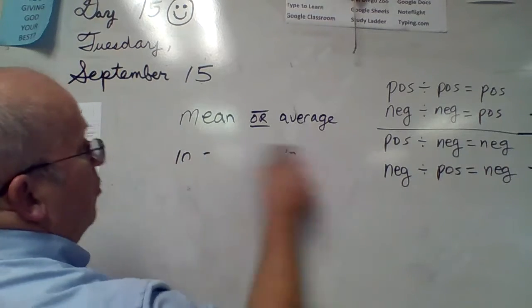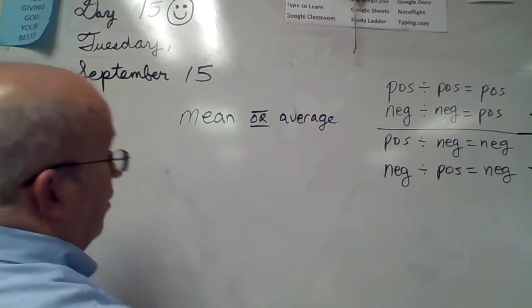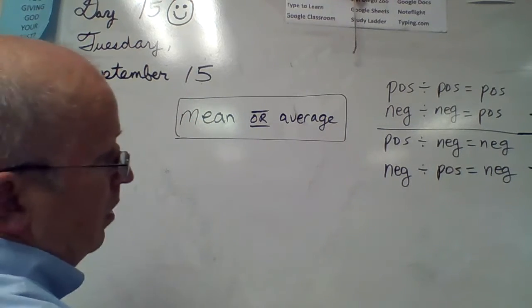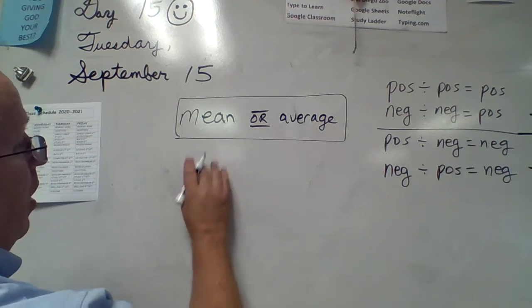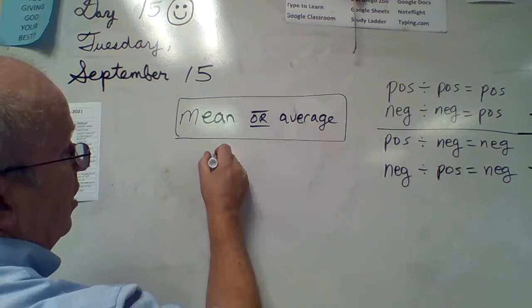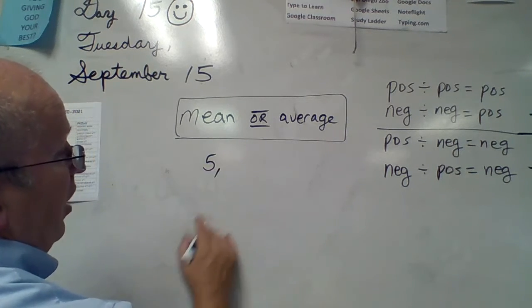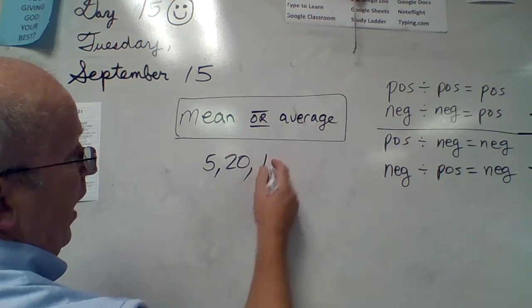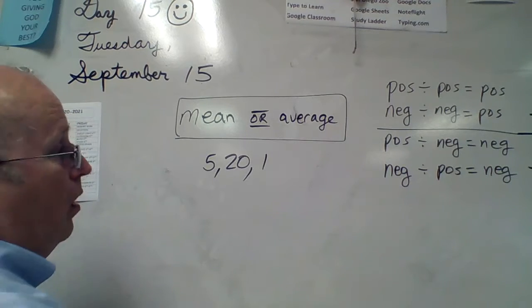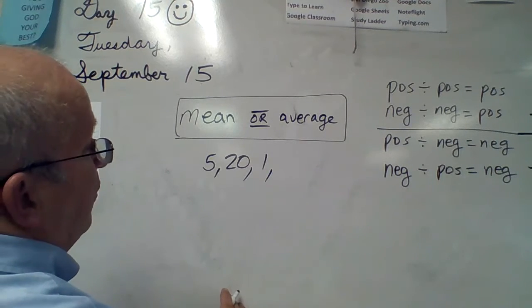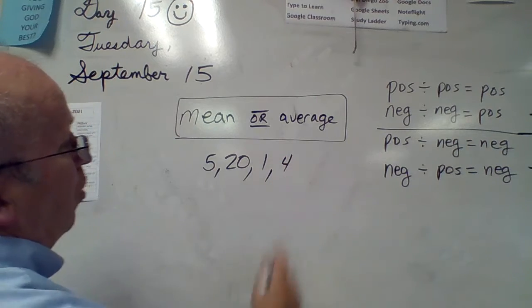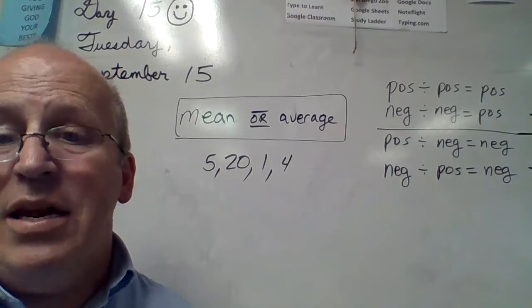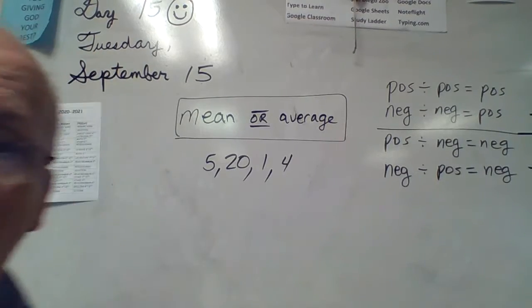Let's try it with a different situation. How do we find the mean or the average for this set of data? Parker went fishing. The first time he went fishing, he caught 5 fish. The second time, he caught 20 fish. The third time, it was bad. He only caught 1. The fourth time he went fishing, he caught 4 fish. What is the average amount of fish, or the mean amount of fish that Parker caught?